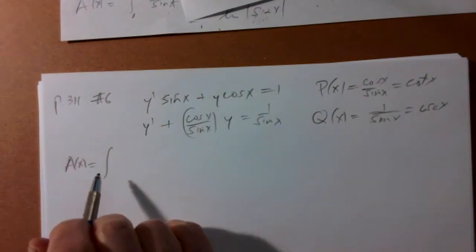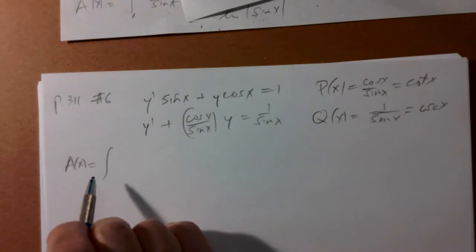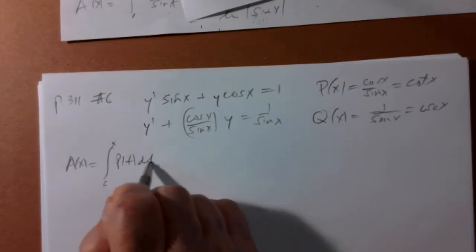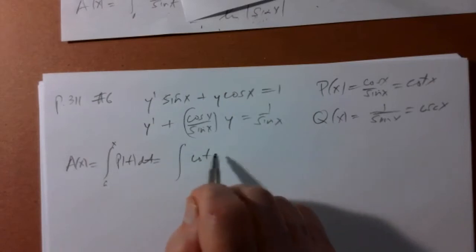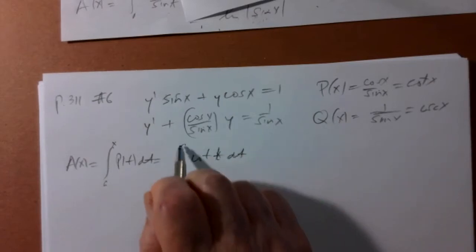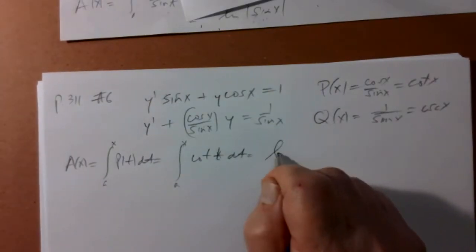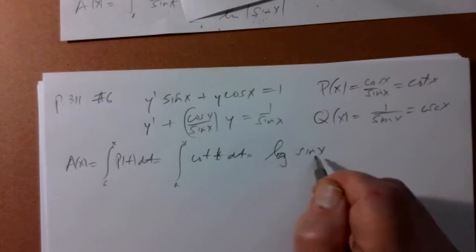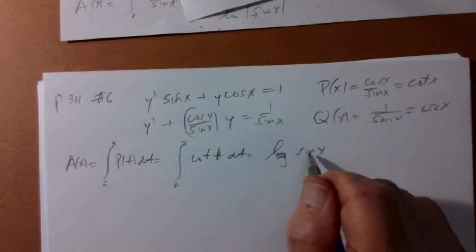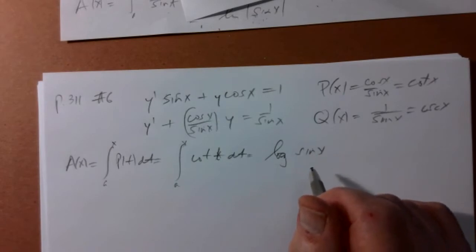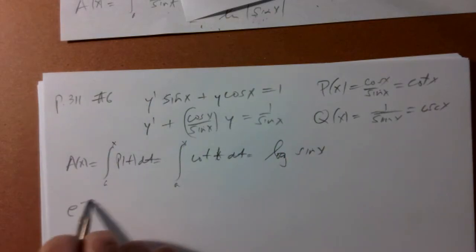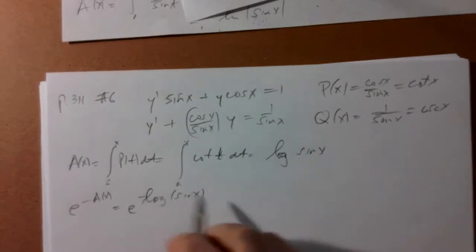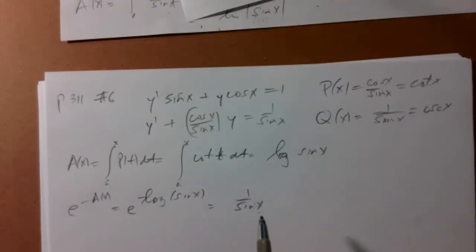We let a of x be some constant times the integral of p of t dt. That's the integral of cotangent t dt. That's the log of the sine of x. Sine of x is positive from 0 to pi, so we don't even need an absolute value sign here. The derivative of the log of the sine is the cotangent. So e to the minus a of x is e to minus the log of the sine of x, that's 1 over the sine of x.